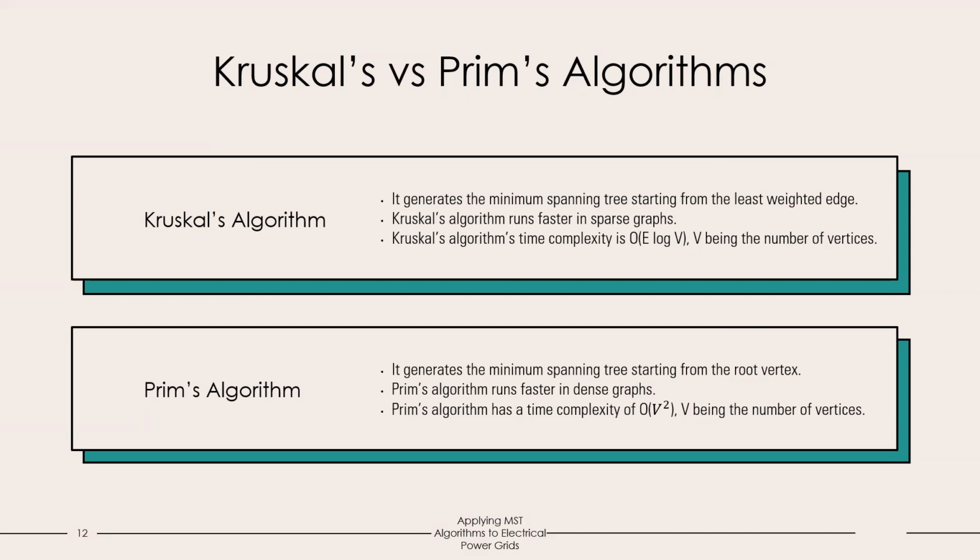If we talk about the time complexity of each of them, Kruskal's algorithm time complexity is O of E log V, where V is the number of vertices and E is the number of edges. So this is a logarithmic time complexity. Whereas the time complexity of Prim's algorithm is O of V square, and V being the number of vertices. Here it is polynomial time complexity.